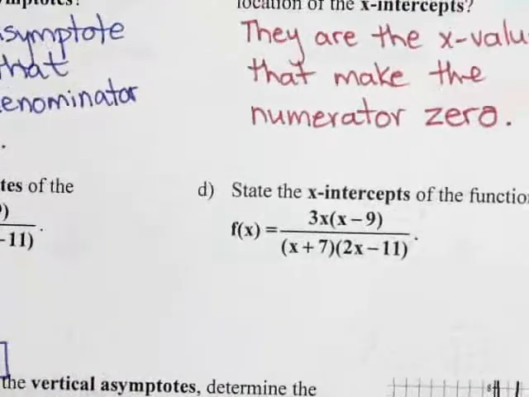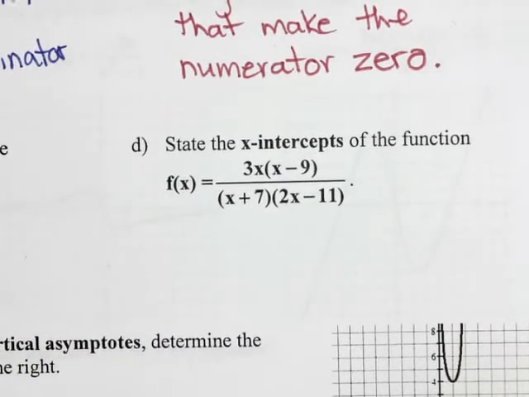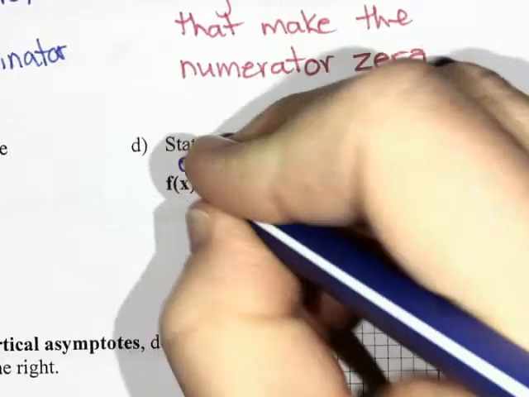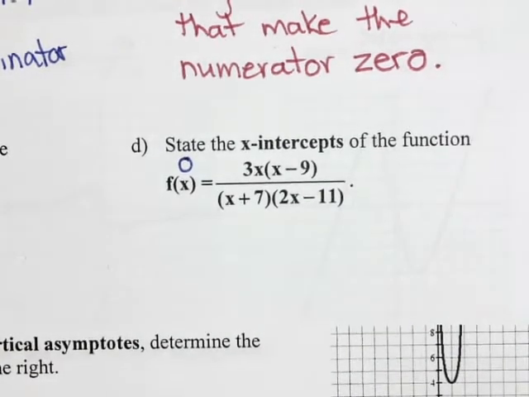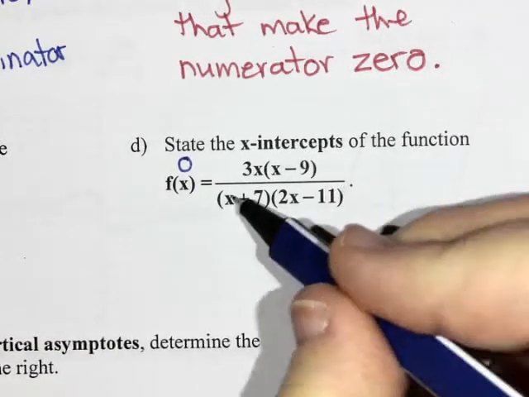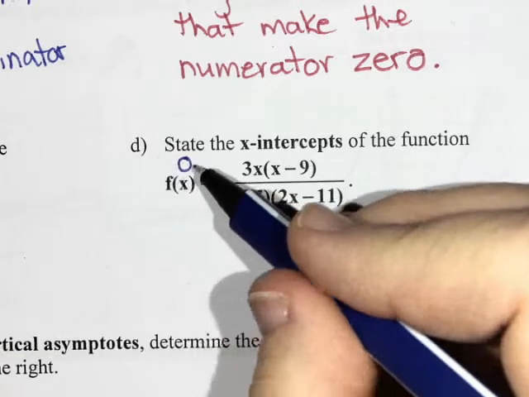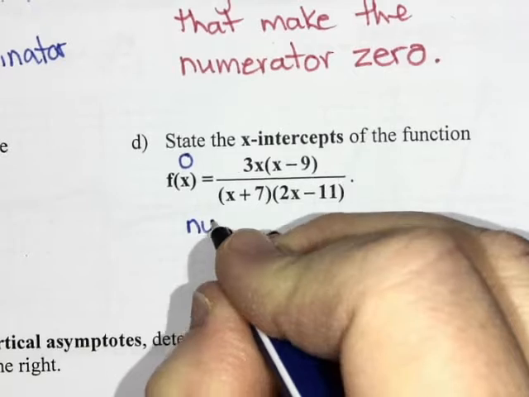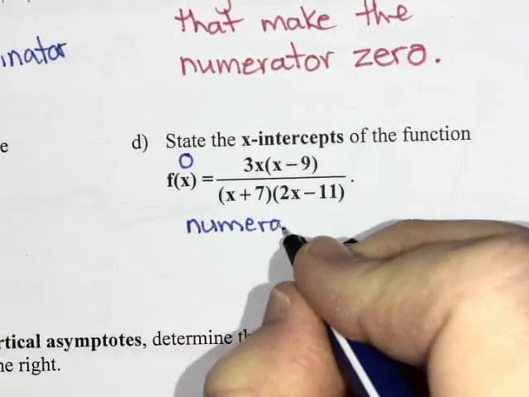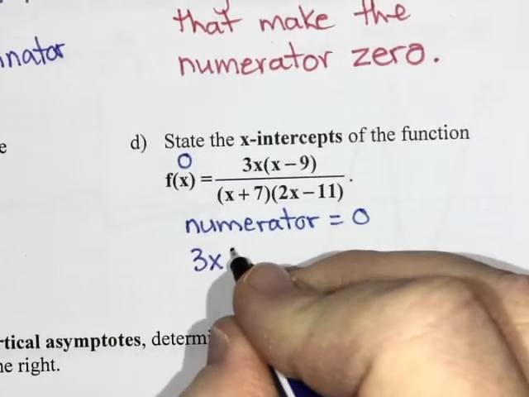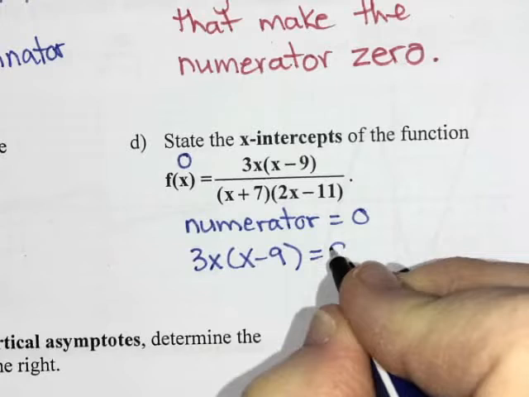All right, our next one says state the x-intercepts of the same function we just did. So for the x-intercepts, y is always equal to 0. That's how we find x-intercepts. And if we were to cross-multiply this equation, the x plus 7 times 2x minus 11 would go to the other side, multiply with the 0, and just become 0. So really, we just focus on the numerator and what makes that 0. So that is what makes 3x times x minus 9 equals 0.